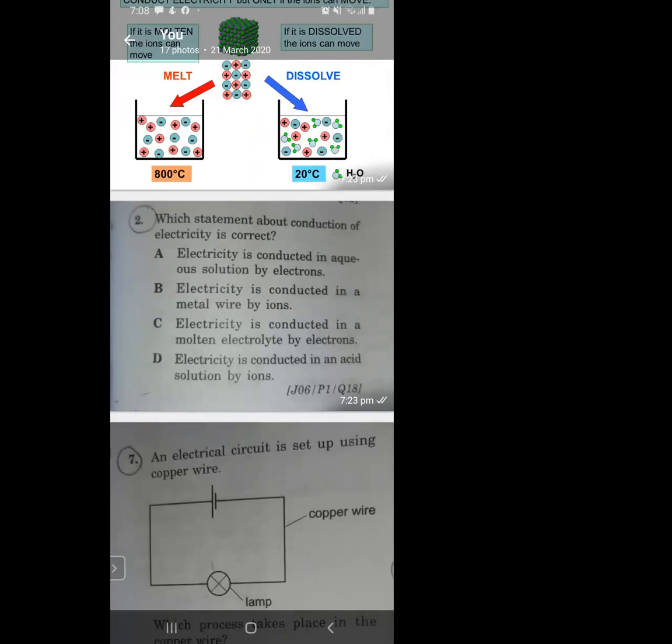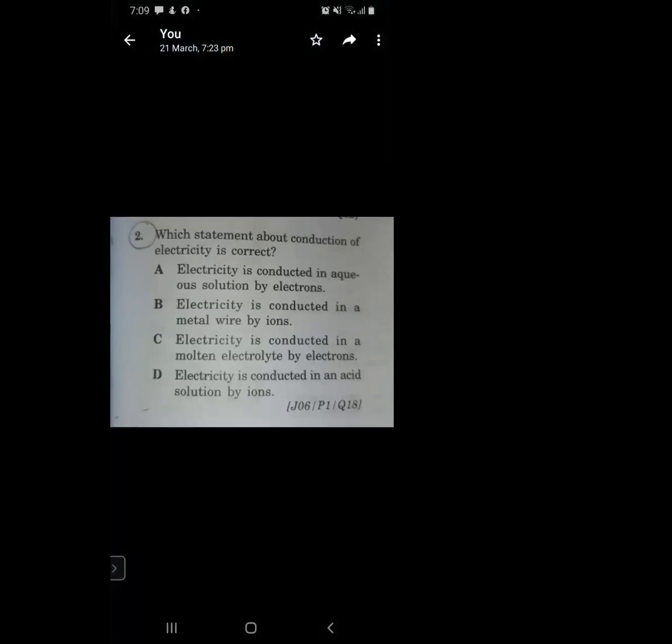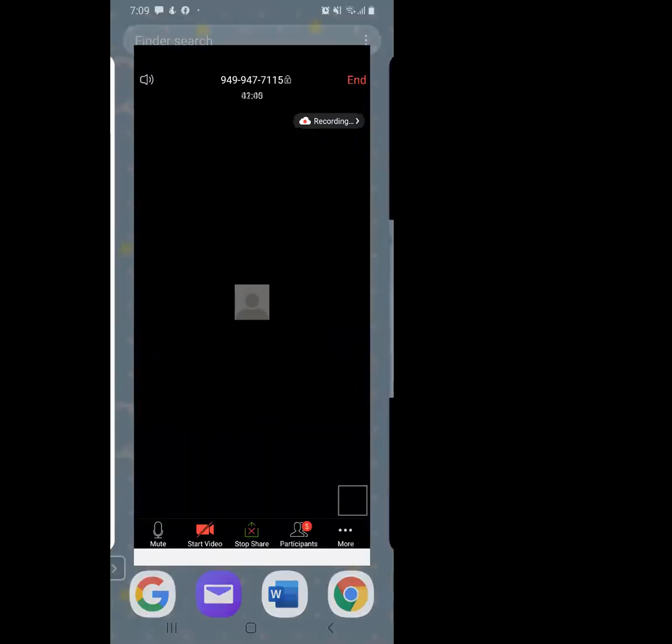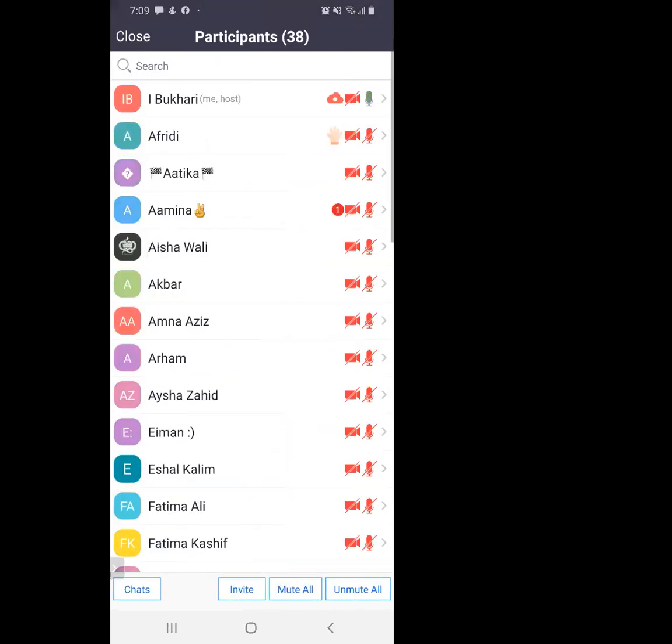These questions are regarding conductivity. Which statement about conduction of electricity is correct? Electricity is conducted in aqueous solution by electrons. Electricity is conducted in a metal wire by ions. Electricity is conducted in a molten electrolyte by electrons. Electricity is conducted in an acid solution by ions. Who will answer this question? Option C.